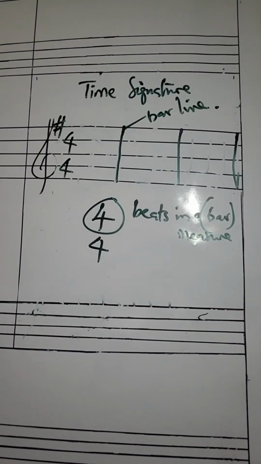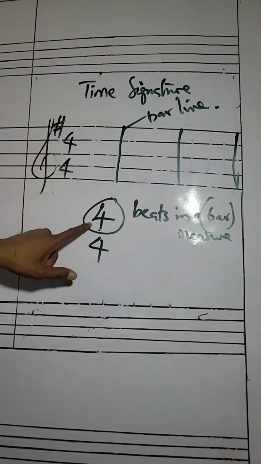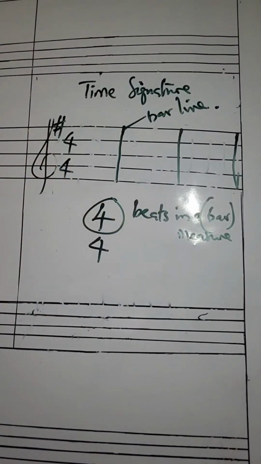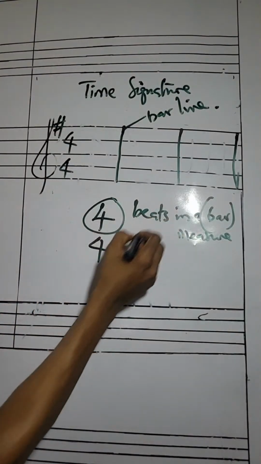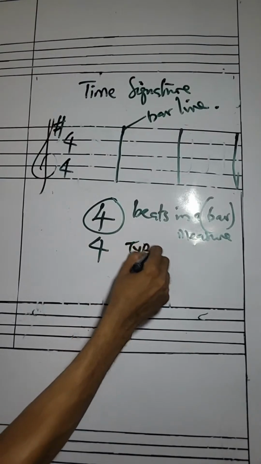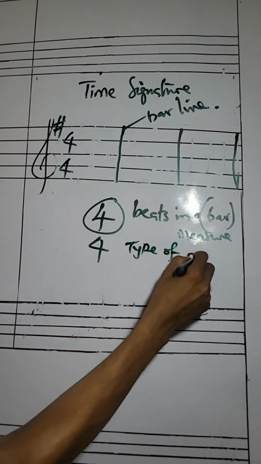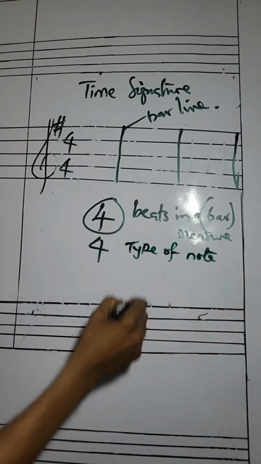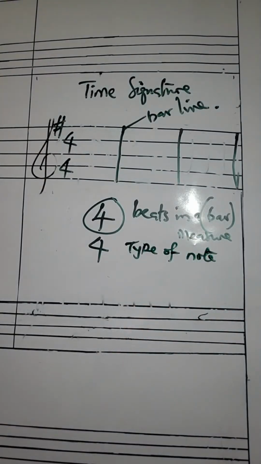All right. So like I was saying, this top note tells you how many beats are in a measure, whereas the lower note tells you which type of note gets 1 beat. So this one is telling you how many beats. This one is telling you the type of note that gets 1 beat. So, number of beats in a short form.